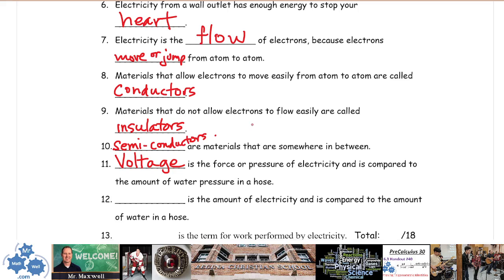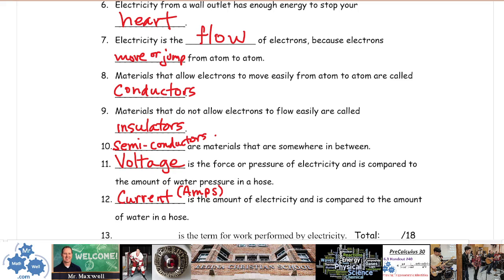Number 12. Blank is the amount of electricity and is compared to the amount of water in a hose. Blank is the amount of electricity. This might have been a tougher one, but current. Or if you put amps, amperage. That's the sort of unit for current. That's the amount of electricity. So there's force, and then there's the amount. Got it? Force and amount. You can have a large amount at a low force. It'll take longer to kind of deliver, right? Or you can have a smaller amount at a higher force, which would happen very, very quickly.